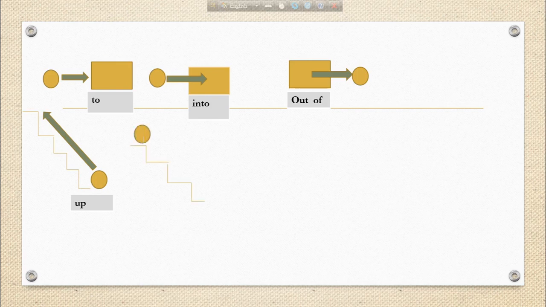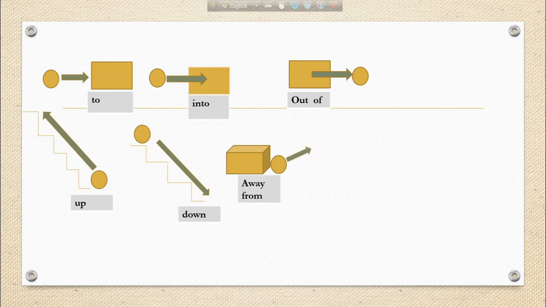And when someone wants to move to the lower position, we use the preposition down. They were going down the hill. This is a box and this is a ball. This ball is moving from the box. We say the ball moves away from the box.